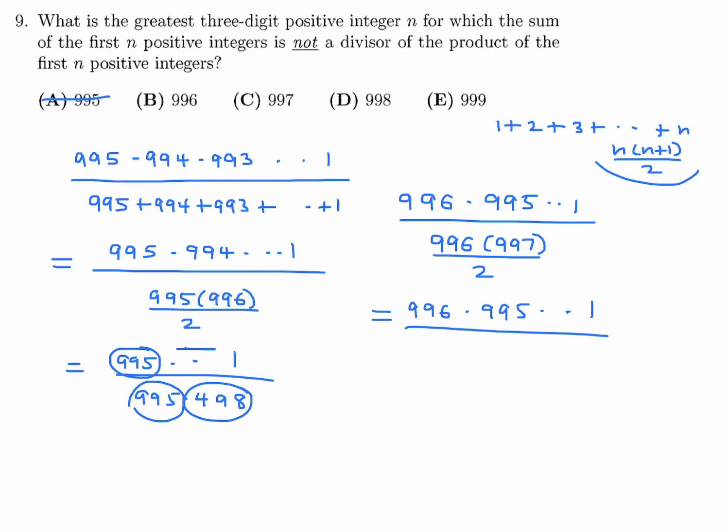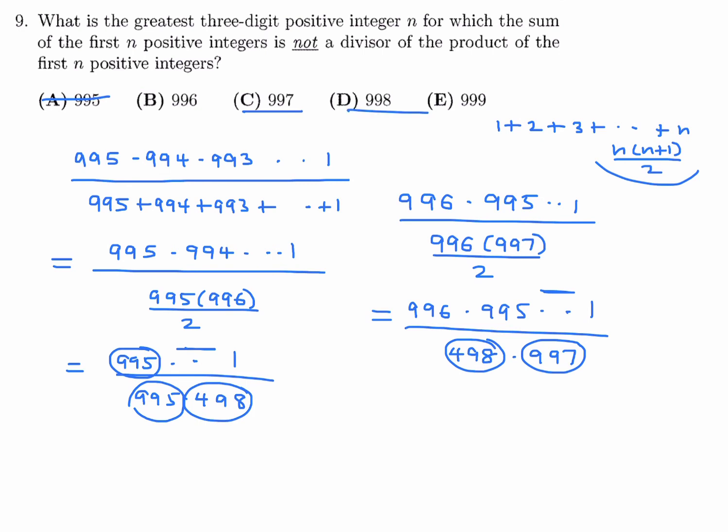And then let's look at this one. 996 divided by 2 is 498. And we have 997. Well, 498 is fine. It'll be somewhere in there. That'll be divisible. But 997 is not. It starts at 996. And 997 is a prime, so you can't break that down either. So this one is not divisible.